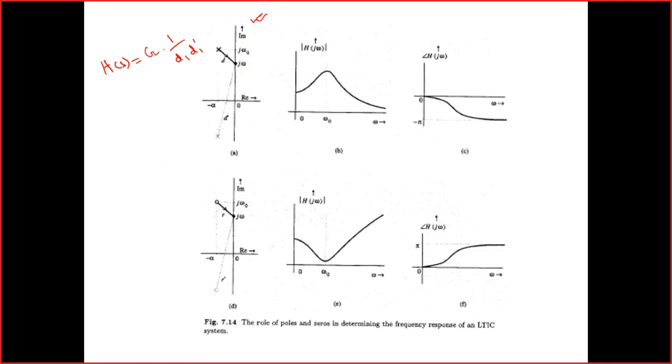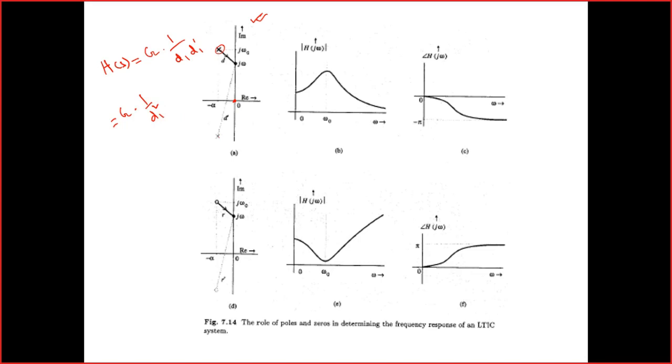Now what would happen? You have a pole over here. The distance of this pole to the DC frequency and the distance of the conjugate pole to the DC frequency remains the same. So in case of DC frequency, your H(s) would become G into 1 by d1 square, right?